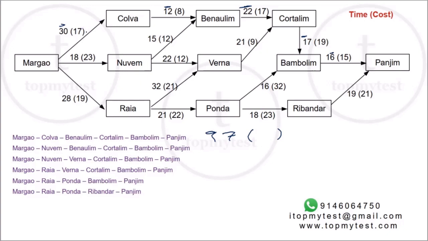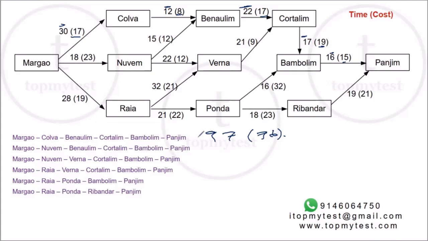Now let's look at the cost. 17 plus 8, 25, 25 plus 17 is 42, 42 plus 19 is 61, 61 plus 15 is 76. Now I've calculated for the first route. Now once you have calculated the first cost, right? Now the succeeding costs can be done in a reasonably easy manner.